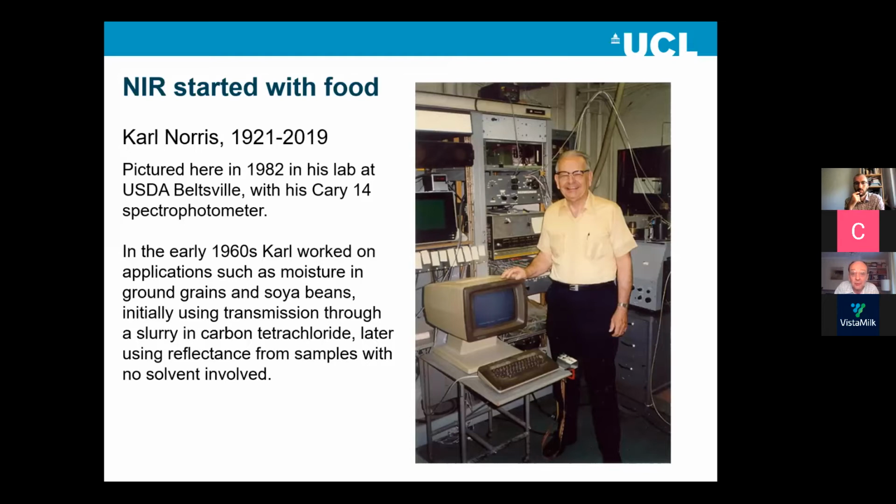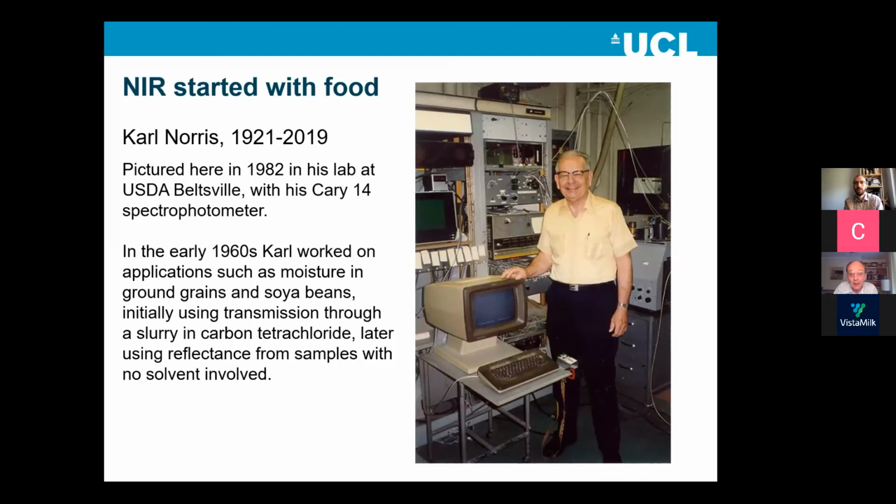And maybe that's not surprising. Moisture is probably the easiest thing after particle size that you can measure with near infrared, because water's got some very big absorbance peaks. And he started it was ground grains, ground wheat, ground other things as well, I think, and soybeans. And he started by doing transmission.